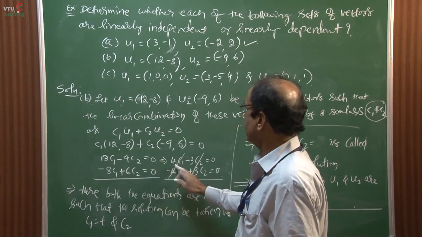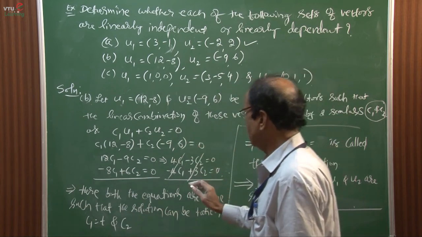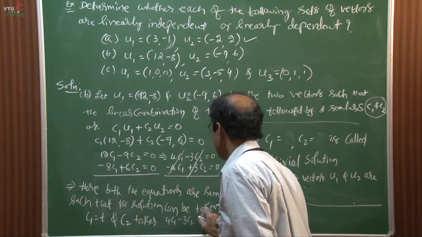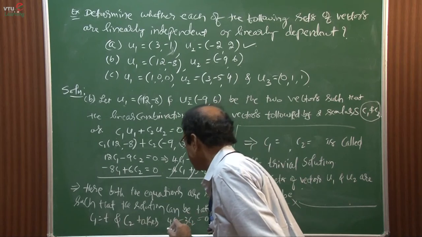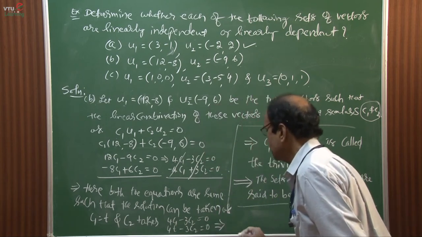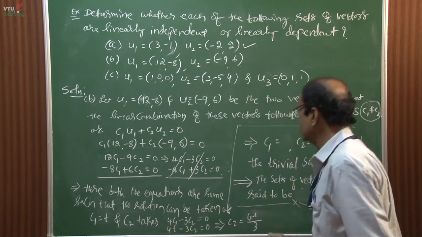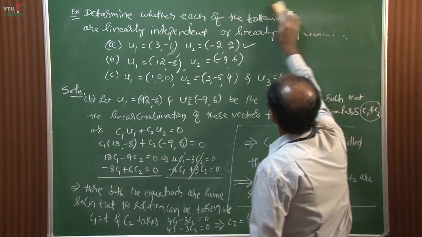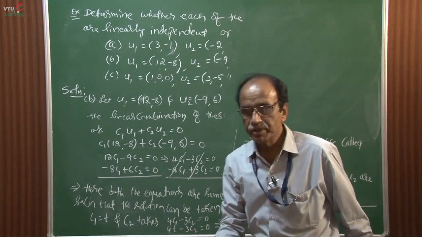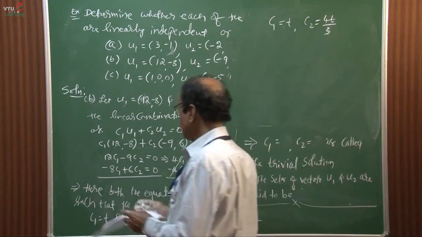take any one equation here. Of course, I will take the first equation, that means 4 C1 minus 3 C2 is equal to 0. I am putting C1 is equal to t, that is 4 into t minus 3 into C2 is equal to 0. Thereby, you can declare C2 is equal to 4t divided by 3. Therefore, your conclusion for expecting the trivial solution to say that they are linearly independent: C1 is equal to t and C2 is equal to 4t divided by 3. It all depends on the value of t.